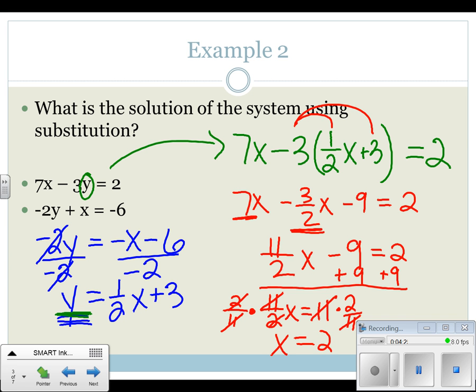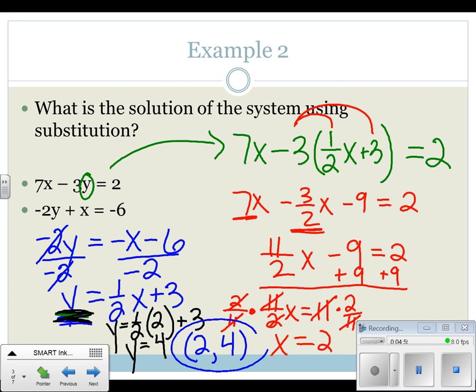So if x is 2, now we have to find the y. So now we're going to come right here and find this y. We're going to take y equals 1/2 times x, which we just solved for, is 2, plus 3. Half of 2 is 1. So 1 plus 3 gives us 4. And so we're left with the ordered pair for our answer. The ordered pair would be (2, 4). And that is where those two linear equations will cross on a graph.